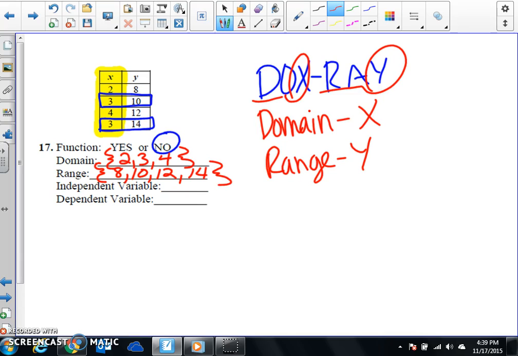All right, the independent variable. Remember we talked about Beyonce. She's an independent woman. Okay, so that's the x variable. She's a woman, so she's x. The dependent variable is the y.